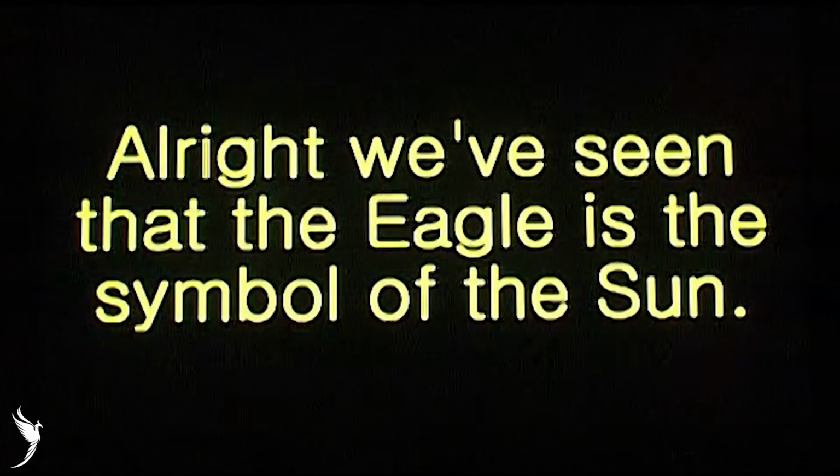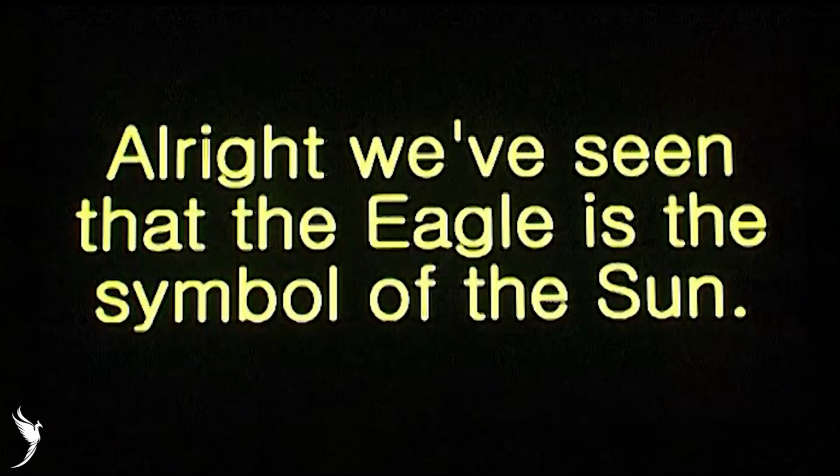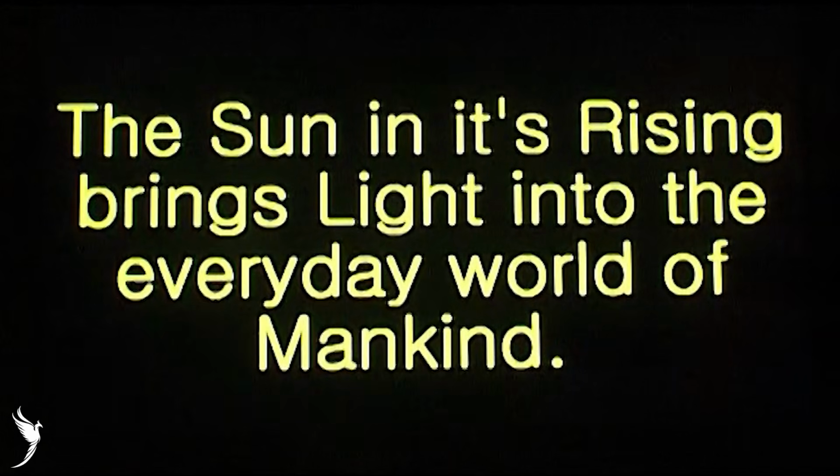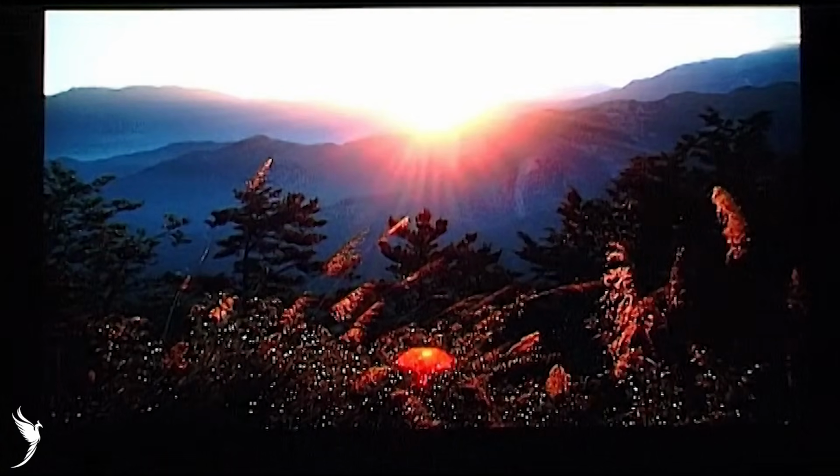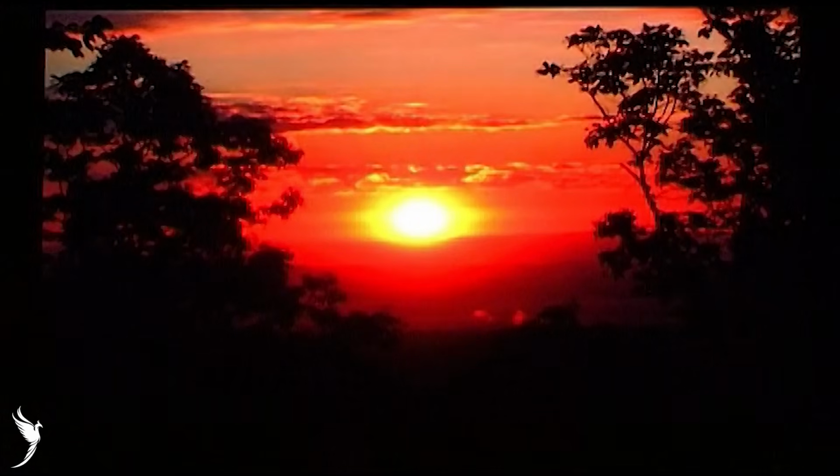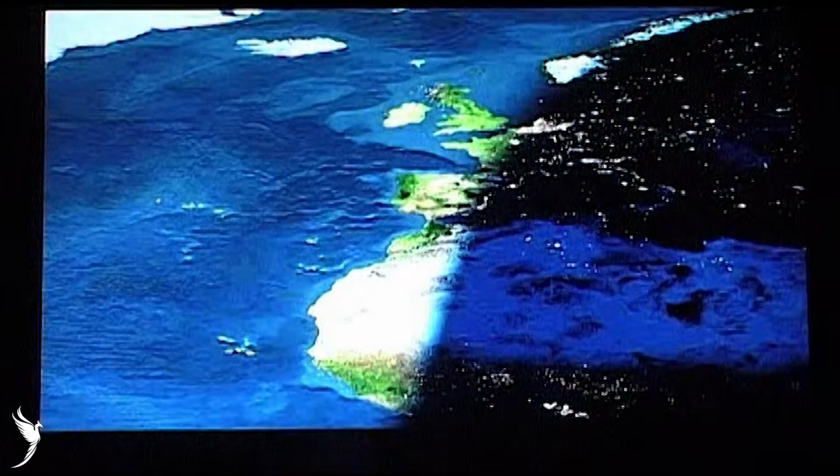All right, we have seen that the eagle is a symbol of the sun. The sun in its rising brings light, obviously, into the everyday world of mankind. So mankind has always waited for the sun to come up so that he could take control over the earth. At night, it was very dark and fearful for the ancient man.